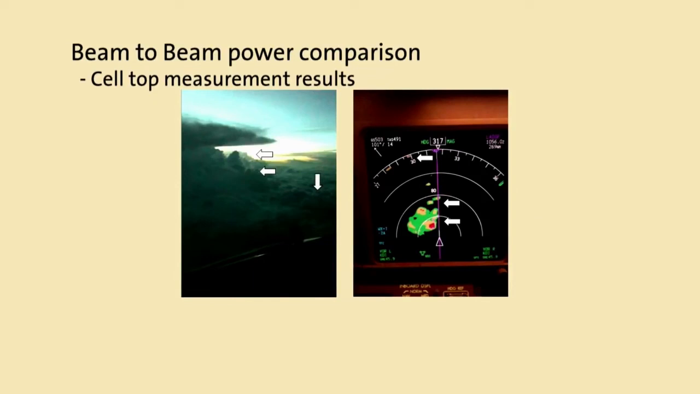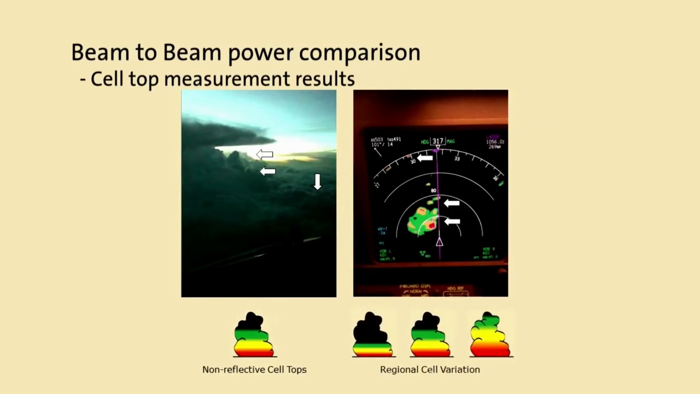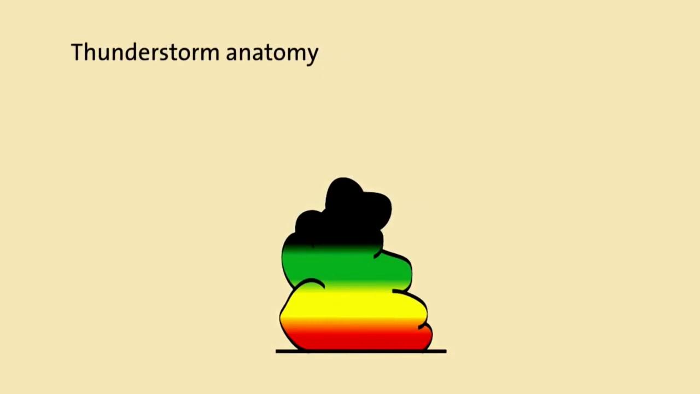In actuality, accurately determining the tops of cells is more difficult than just measuring cell height due to the fact that the tops of most cells are non-reflective and also because of the variable nature of weather around the world. So let's examine some of the weather science that must be considered for accurate cell top measurement. First, let's look at the composition of a typical thunderstorm.